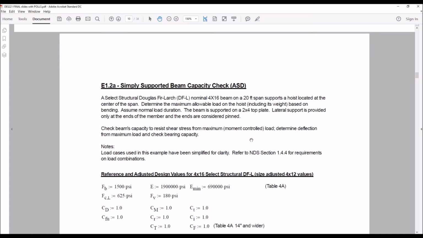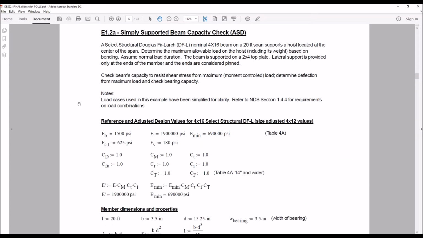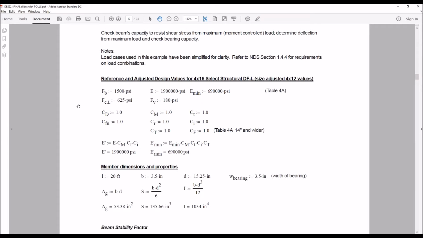So again, here's our problem statement, just restated. So we start by defining, and these problems are all worked out in MathCAD, so you might notice that there's a colon next to the equal sign. That's just some MathCAD notation for when you've defined a value. The values here are again pulled from Table 4A of the NDS supplement.